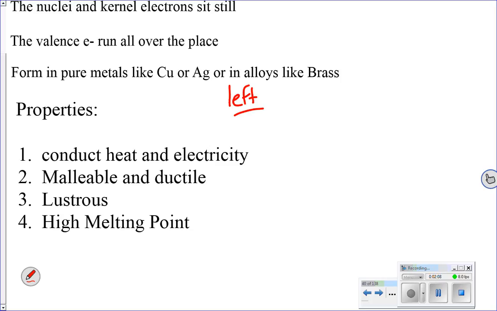Metals are able to conduct heat and electricity. You can bend them and draw them into wires. They're malleable and ductile. They're lustrous, or shiny, and they have a high melting point.